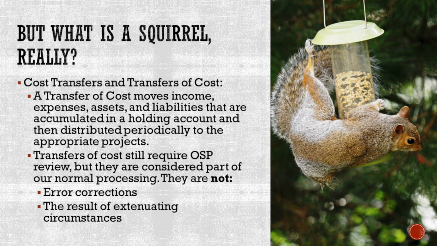Sometimes we move costs or make changes that are not technically considered cost transfers. These are often processed as distribution of income and expense, or DIs, a document used at KFS to distribute the income or expense assets or liabilities from a holding account to one or more appropriate accounts when one account has incurred expenses or received income on behalf of the other. It can also be used to move income, expenses, assets, and liabilities to other subaccounts, object codes, or subobject codes. This is considered a transfer of cost and not a cost transfer.